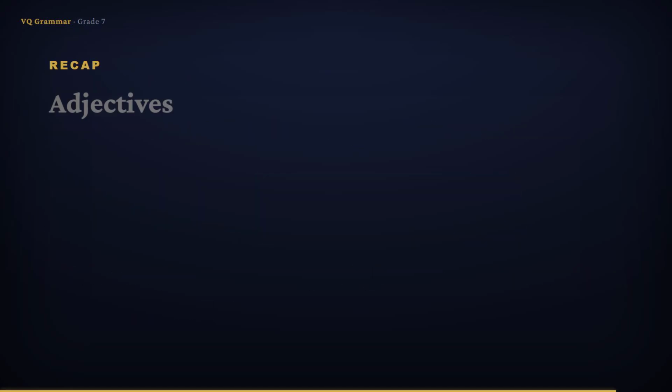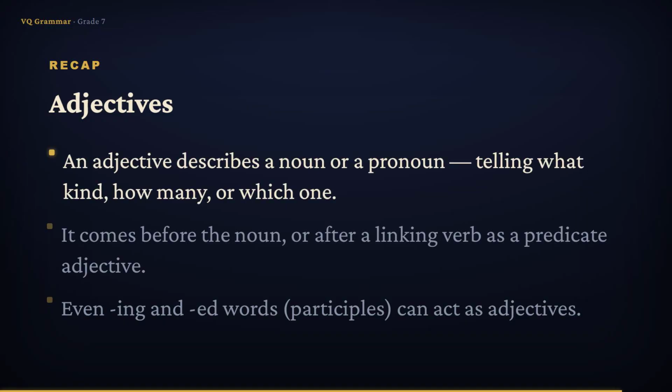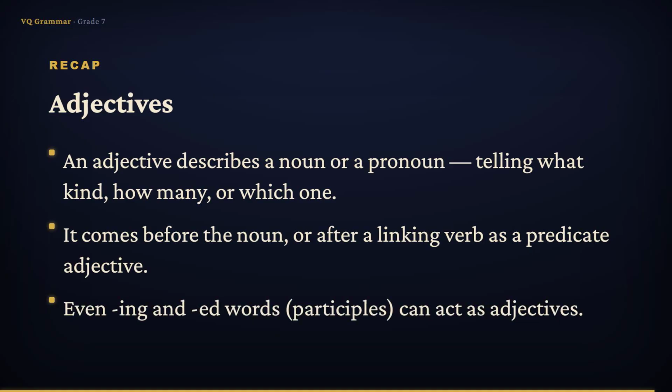Let's gather up what we learned. An adjective describes a noun or a pronoun, answering what kind, how many, or which one. Most adjectives come right before the noun, but an adjective can also follow a linking verb and describe the subject. Then we call it a predicate adjective. Finally, don't be fooled by ing and ed words. Those participles can act as adjectives too.